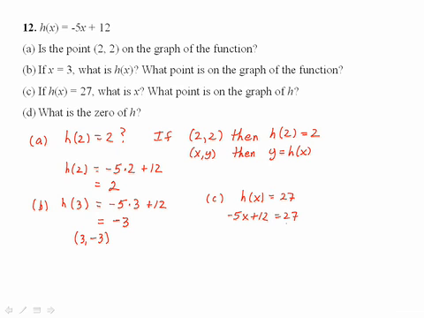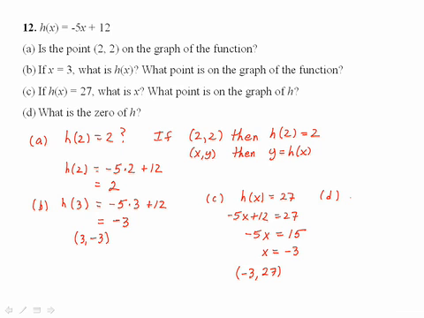Subtract 12 from both sides of the equation, we get negative 5x equals 15. Divide both sides of the equation by negative 5, we get that x equals negative 3. So when the input is negative 3, the output is going to be 27. So what point is on the graph? (-3, 27).